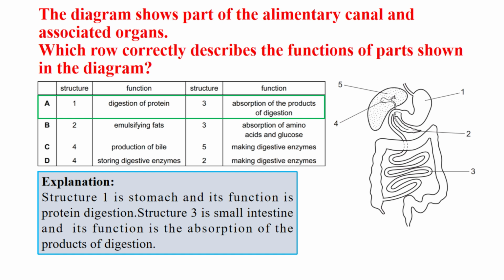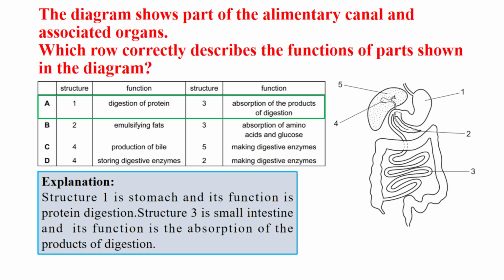Now, let's analyze the options. Option A, Structure 1, digestion of protein, Structure 3, absorption of the products of digestion. This accurately describes the stomach and small intestine. Option B, Structure 2, emulsifying fats, Structure 3, absorption of amino acids and glucose. This is partially correct, as Structure 2, the pancreas, does not emulsify fats, it produces digestive enzymes. Structure 3 correctly describes the small intestine's function.